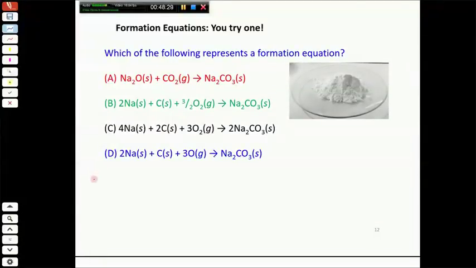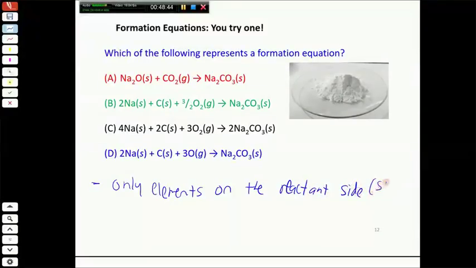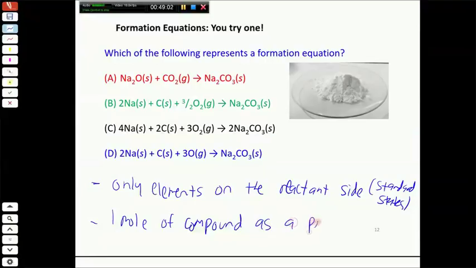Remember, the two things we want to look for are that a formation equation should only have elements on the reactant side, and they have to be in what are called their standard states, as we said. And then on the product side, the only thing we should have is 1 mole of that compound. These are the two features of a formation equation. We want to figure out which one of these is the correct formation equation for sodium carbonate.